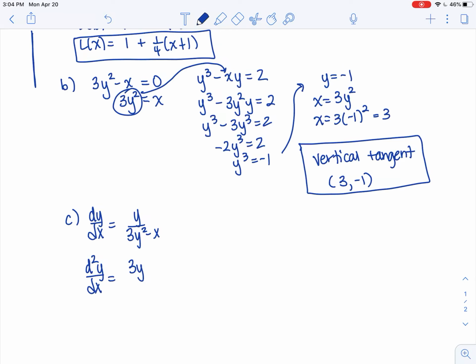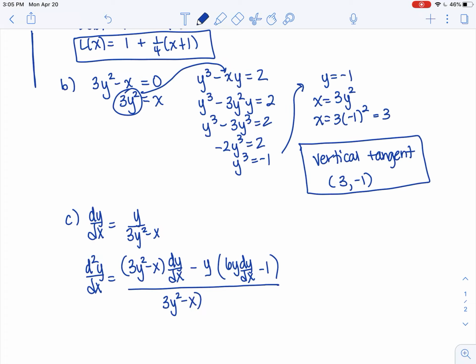So the second derivative is going to come from bottom times the derivative of the top, which is dy dx, minus top times the derivative of the bottom. Remember, this is still implicit, so this becomes 6y dy dx minus 1, all over bottom squared, so that's 3y squared minus x, whole quantity squared.